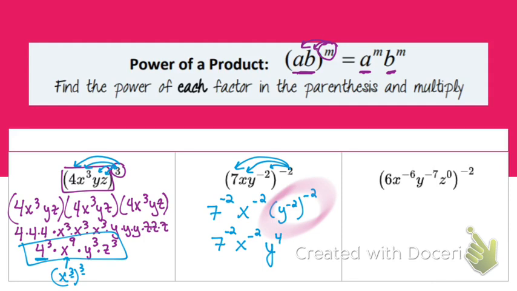So for now, we're going to stop here. We'll learn how to handle those negative exponents shortly. So we are going to work with these in just a bit.